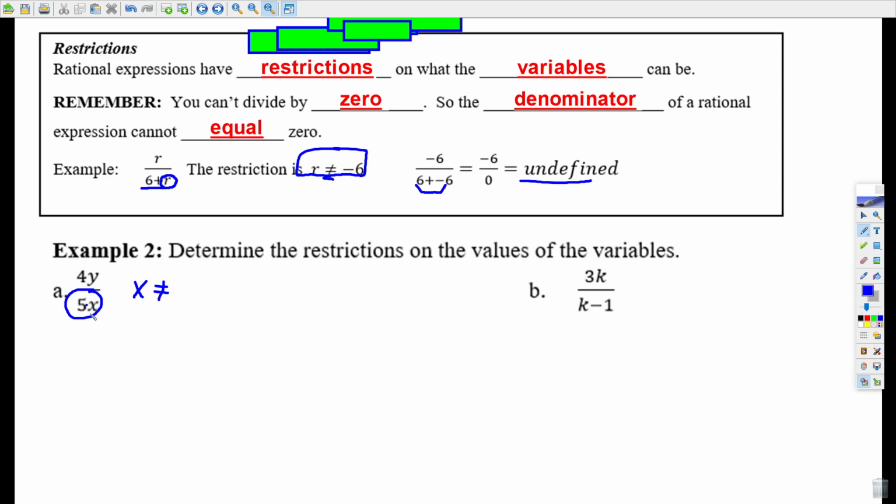Now for this one, you can't say negative 5, right? Because if you were to plug in negative 5 for x, that actually is okay. We have multiplication here. That would give you negative 25. That's okay. We don't want it to be 0. So what would you put there to make it 0? It's something that we don't want to have there. What would that be?